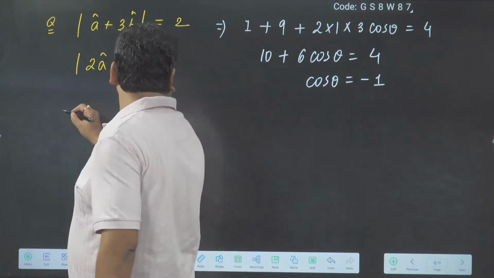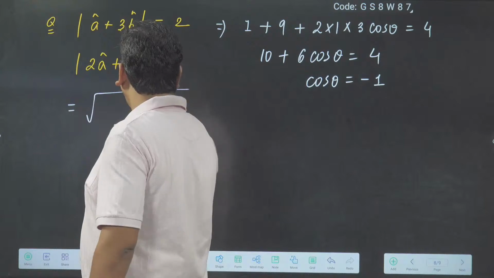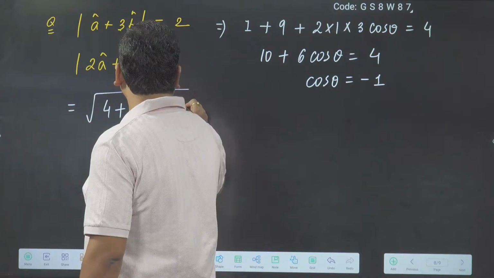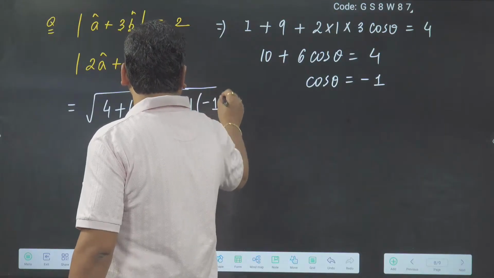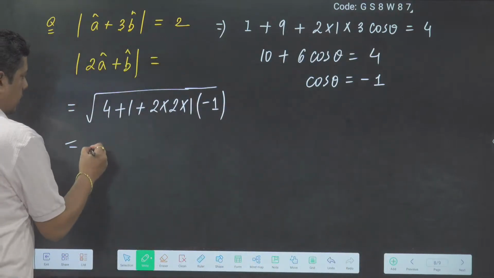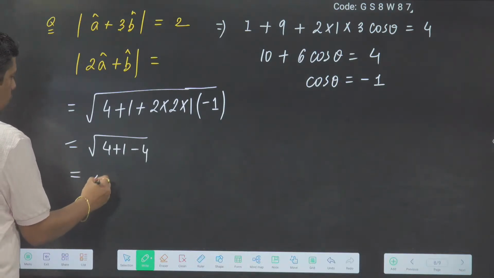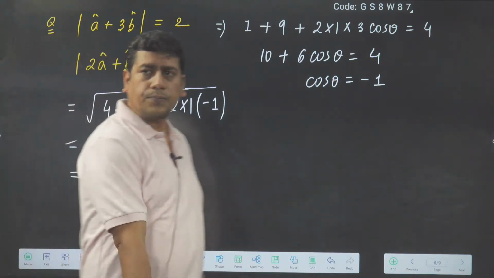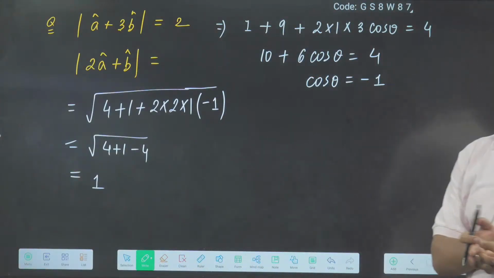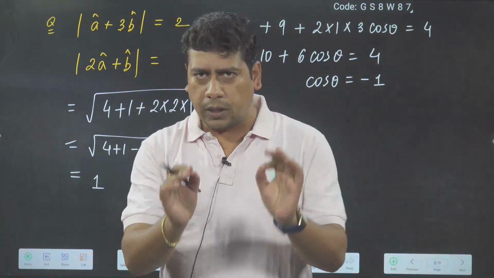Now if I put values here, so simple we will get equal to under root 4 plus 1 plus 2 into 2 into 1 into cos theta, which is minus 1. So it is 4 plus 1 minus 4, which is under root 1. So the value is 1. Correct, very good. So I hope you understood how to apply that under root a square plus b square plus 2ab cos theta.